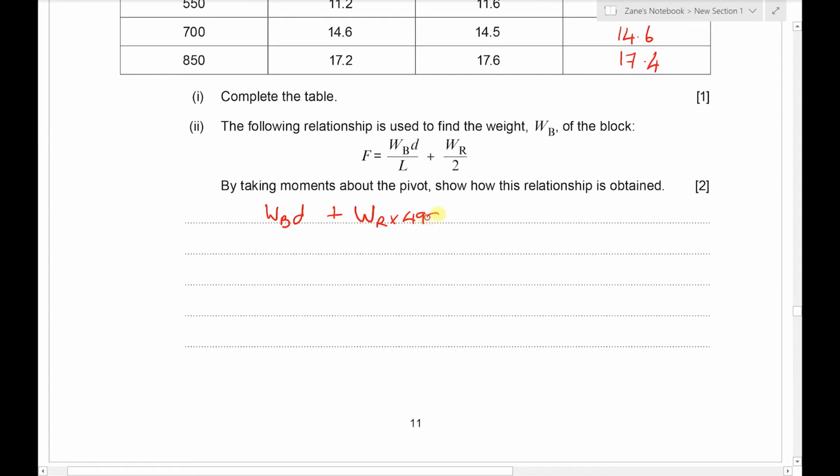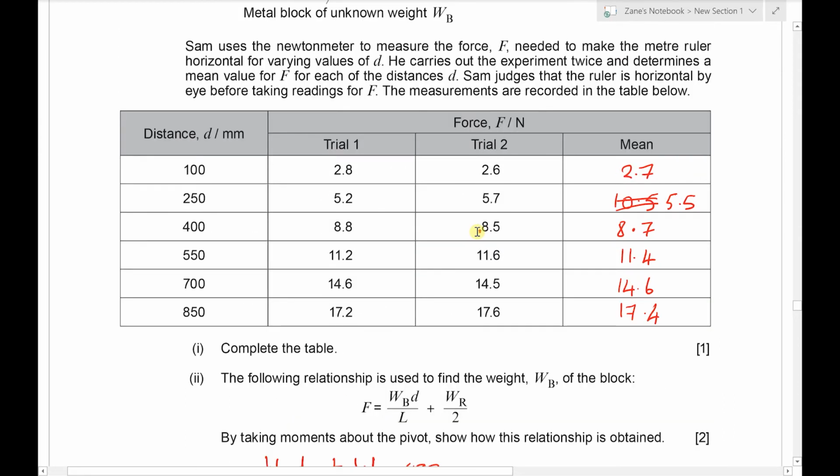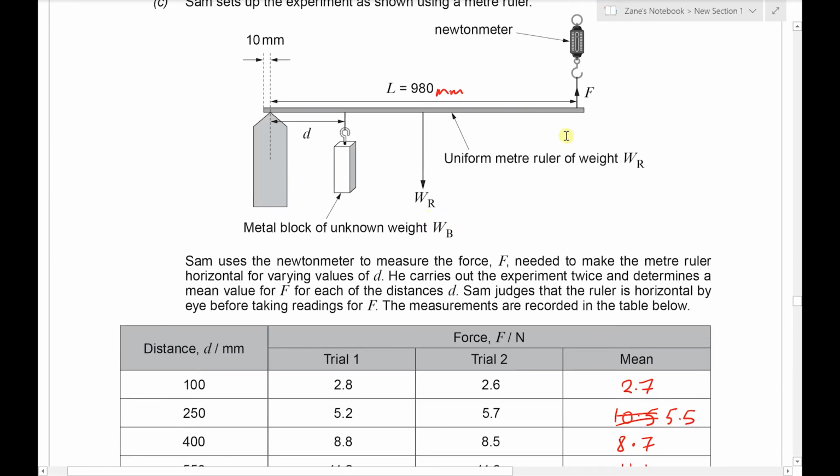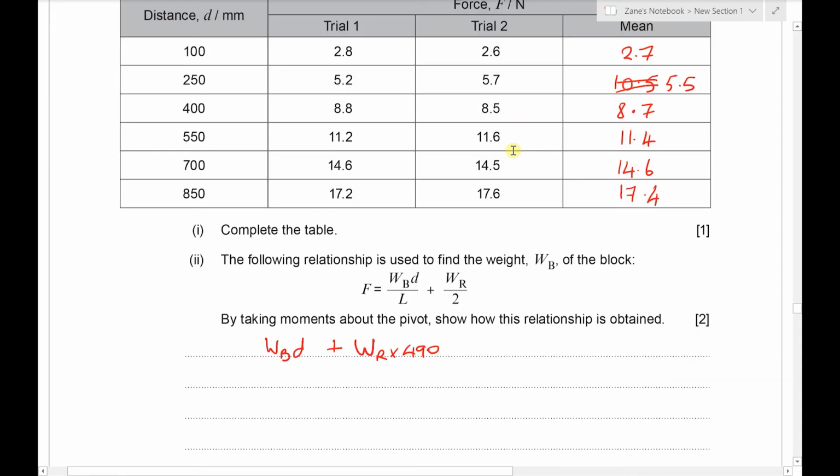I'll leave this in millimetres because millimetre conversions will cancel. So those are the two clockwise moments. The anti-clockwise moment is F at a distance of 980 millimetres.